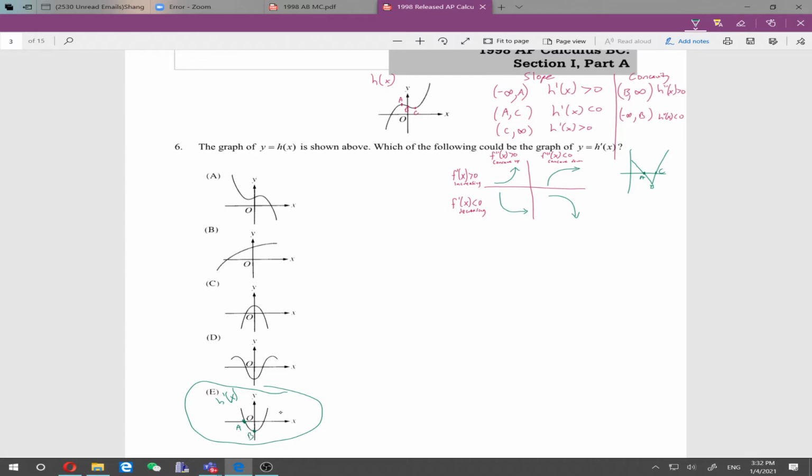We changed direction at B, which is talking about our second derivative, or the concavity, since it's the first derivative of our H prime. And we were positive again after C. All right, any questions on 6?